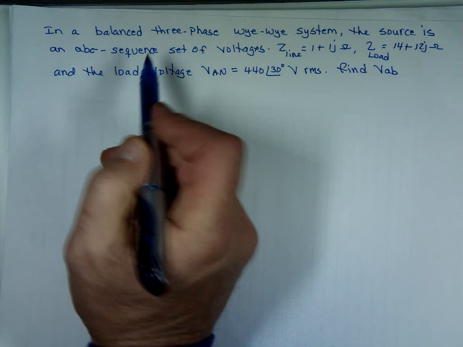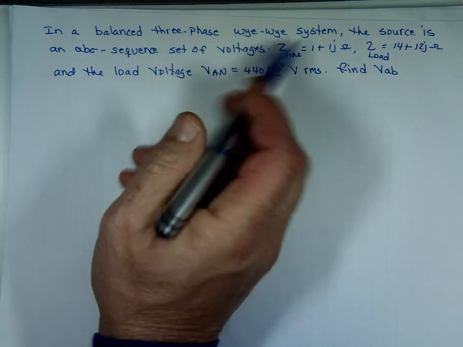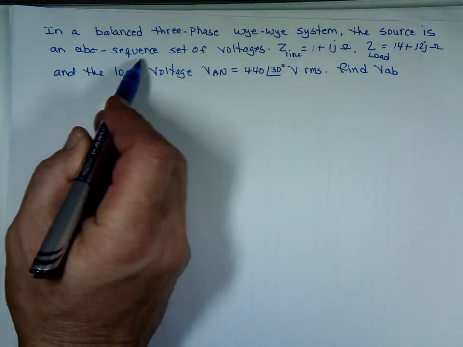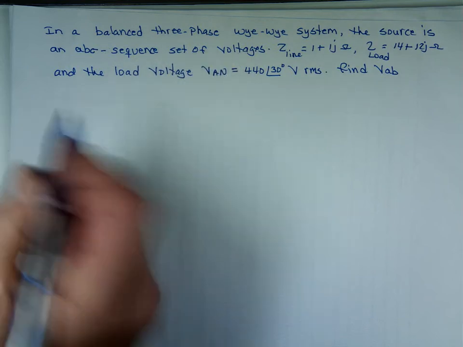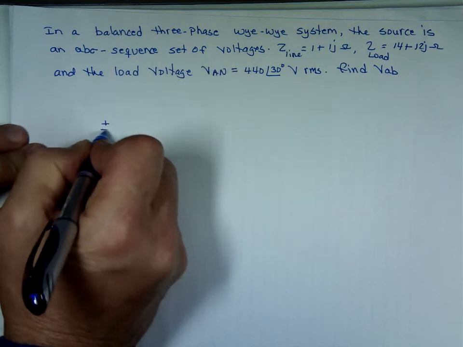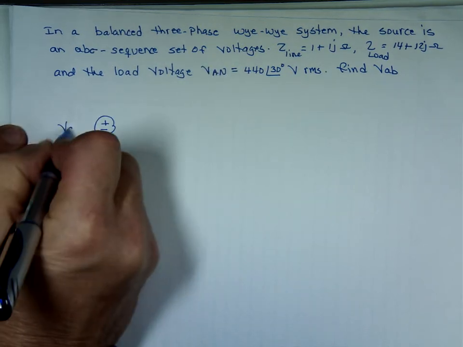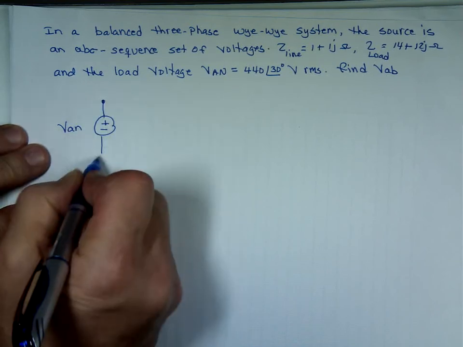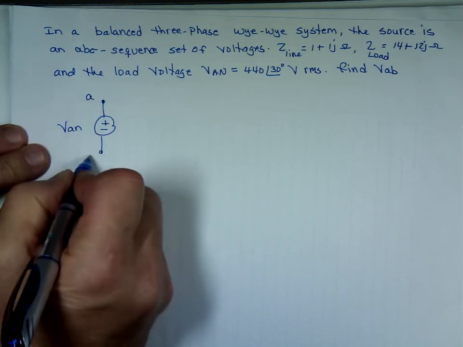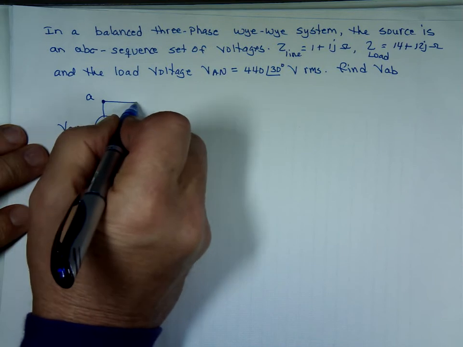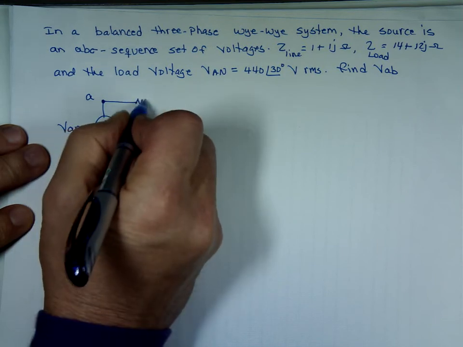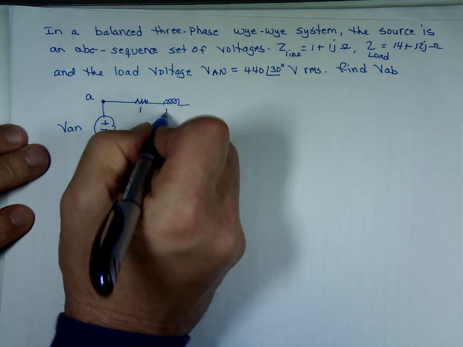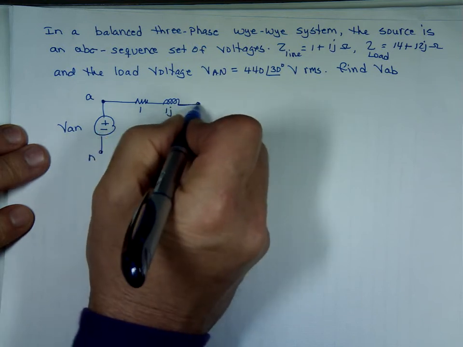What we have is a balanced three-phase Y to Y system. That means Y source, Y load. The source is ABC sequence set. So here's what we have. We have VAN here. We're not sure what that value is. But now this is the first time, I don't remember doing an example, where the line itself has an impedance, 1 plus 1j. So the line is not a perfect line.